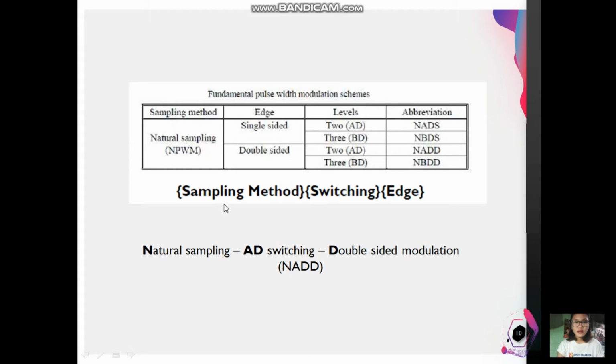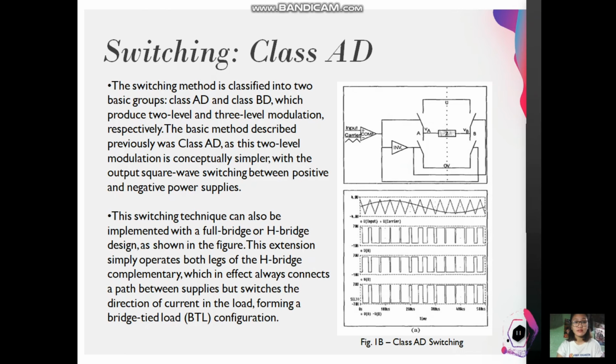Now, identify the sampling method, the switching, and the edge. So as for my case, I have NADD. So the sampling method is natural sampling, AD switching, and is it double-sided or single-sided? So as for mine, it's double-sided modulation. So all in all, it's natural sampling, AD switching, double-sided modulation, or NADD.